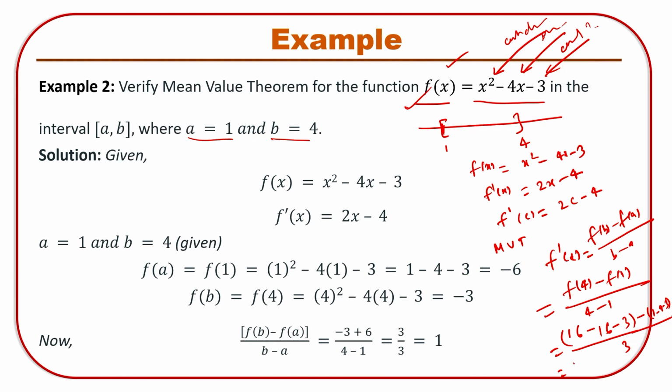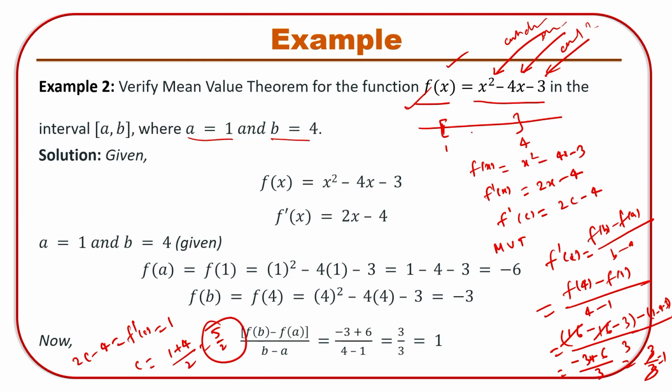So f(4) is minus 3, and f(1) is 1 minus 4 minus 3, which is minus 6. So minus 3 plus 6, divided by 3, is equal to 3 by 3, which is equal to 1, right? And 2c minus 4 is equal to f dash of c, and this is equal to 1. So c can be written as 1 plus 4 divided by 2, equal to 5 by 2. That will be your answer.